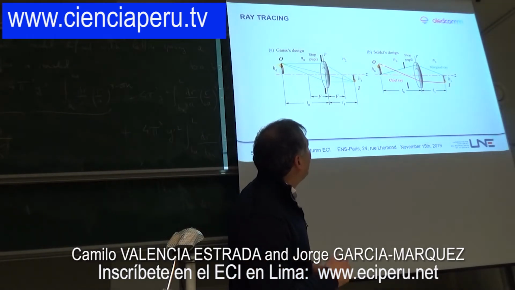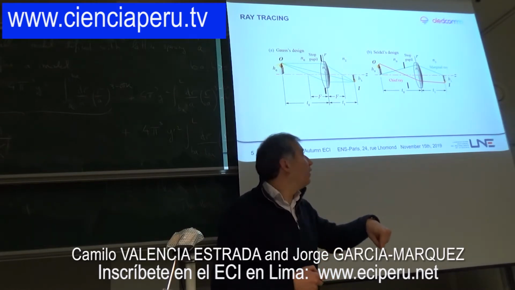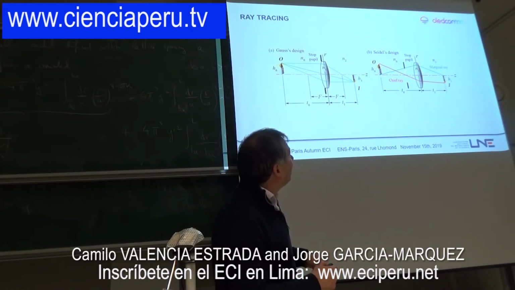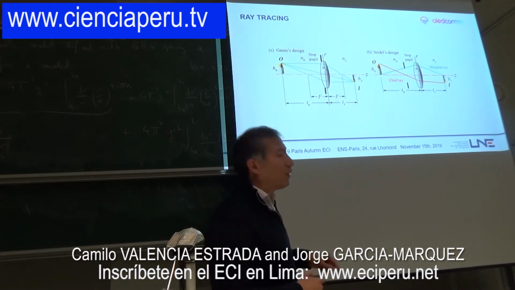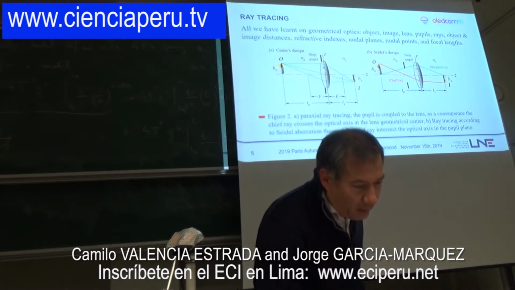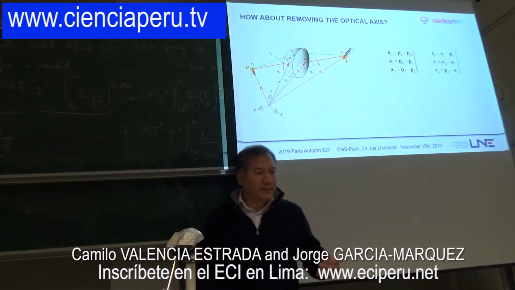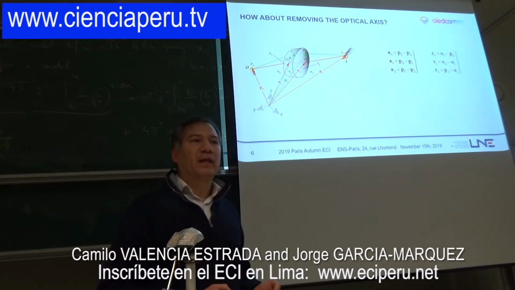And there are two very important rays. The first one is the chief ray that crosses the optical axis here at the intersection with the pupil. And the second one goes through the margin of the pupil. But how about removing the optical axis?